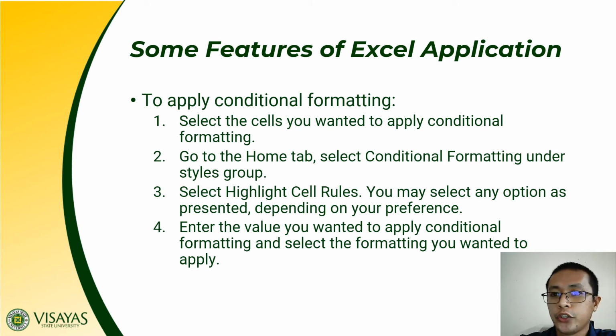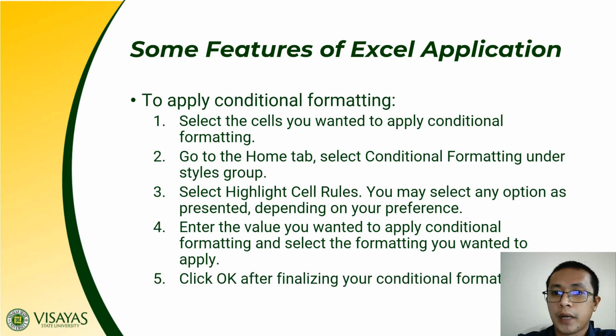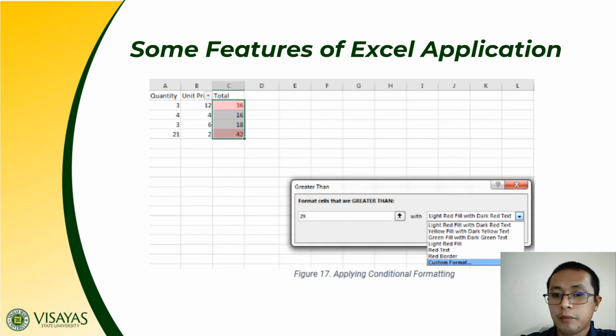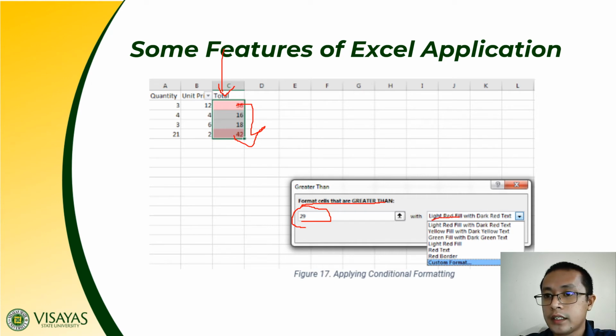Then enter the value you want to apply conditional formatting for, and select the formatting you want to apply. And then click OK after finalizing your conditional formatting. For example, here we have the column of total, and we are going to apply conditional formatting for that. In this case, those cells which are greater than 29 will have this formatting, like light red fill with dark red text.